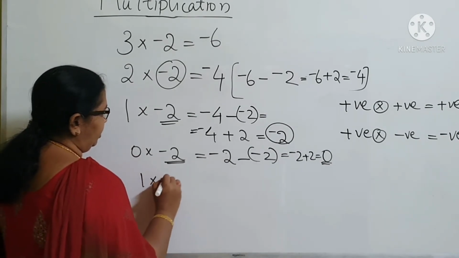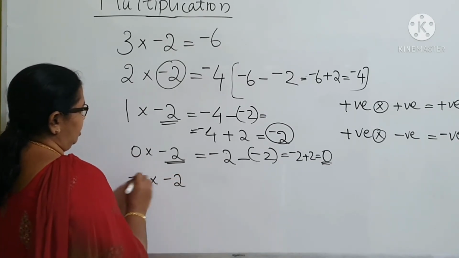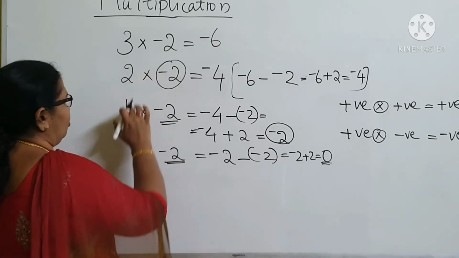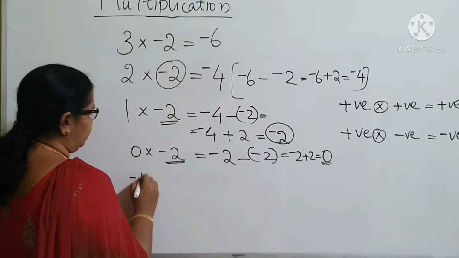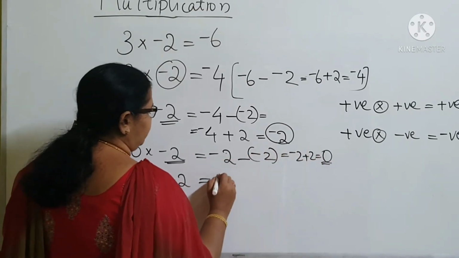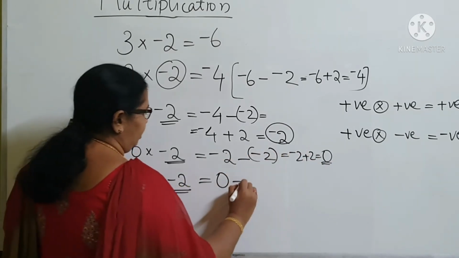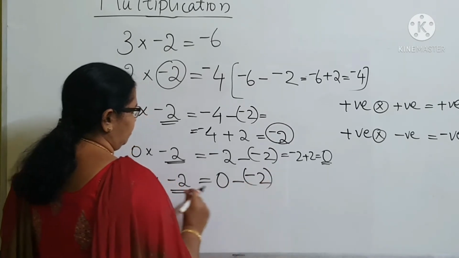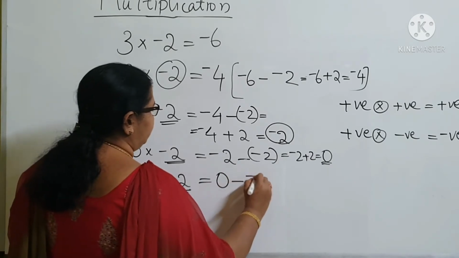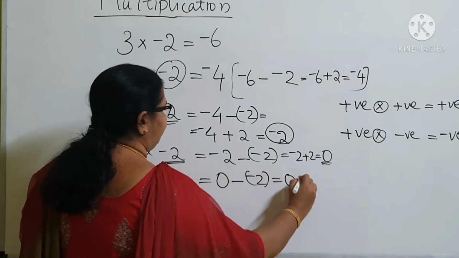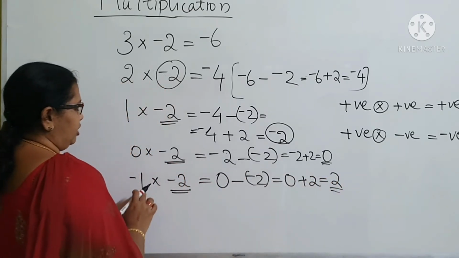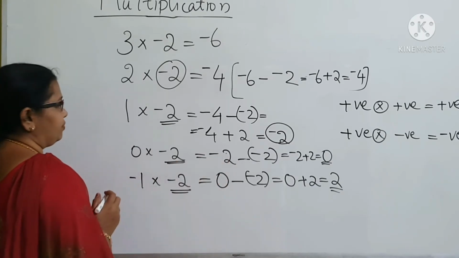Then the next integer is: 3, 2, 1, 0, the value is decreasing. So the next integer is negative 1. Negative 1 into negative 2. The previous product is 0, then minus negative 2. 0 minus negative 2 is equal to 0 plus 2. Add the additive inverse. So 0 plus 2. So negative 1 into negative 2 is equal to 2.